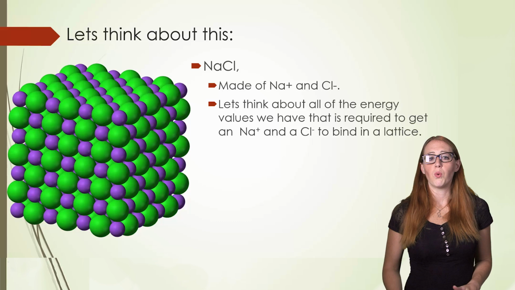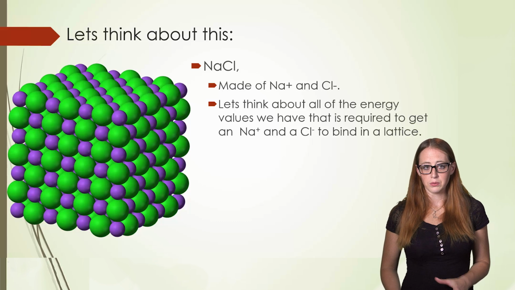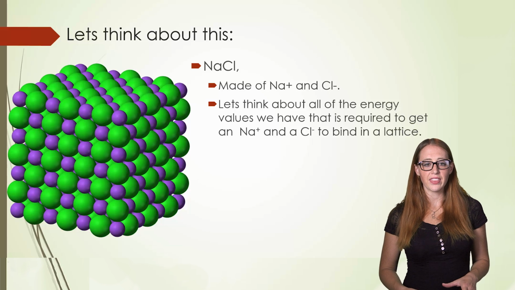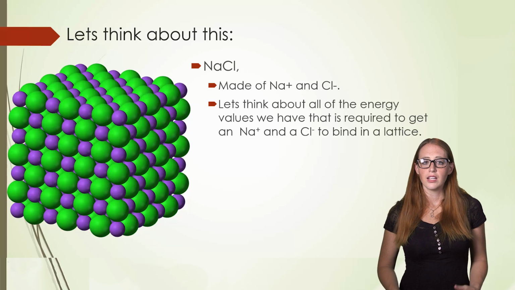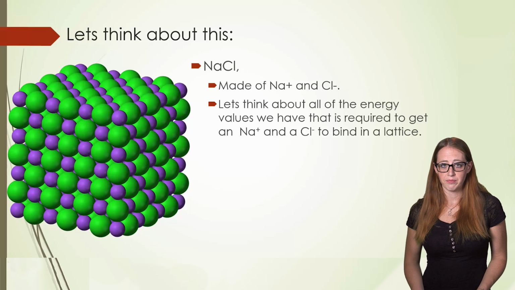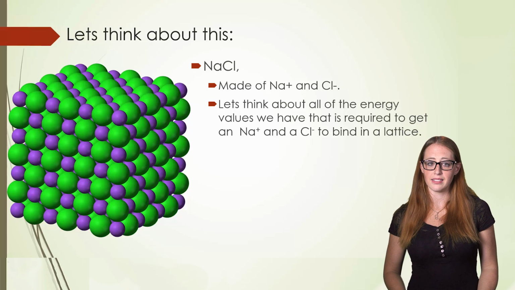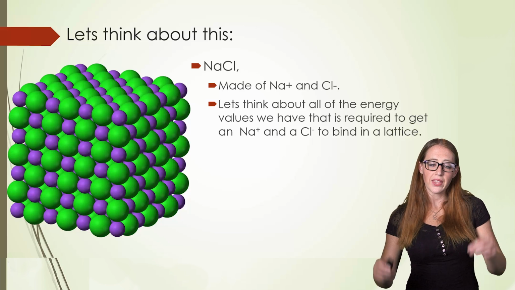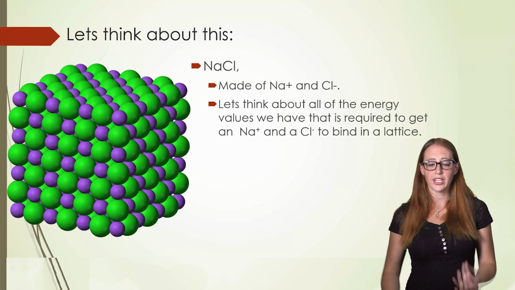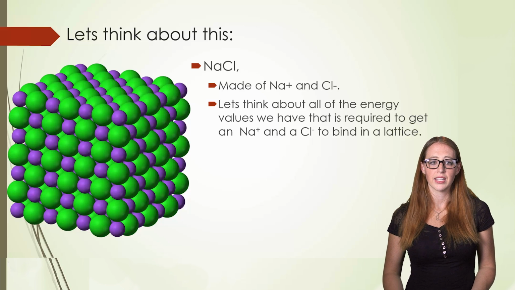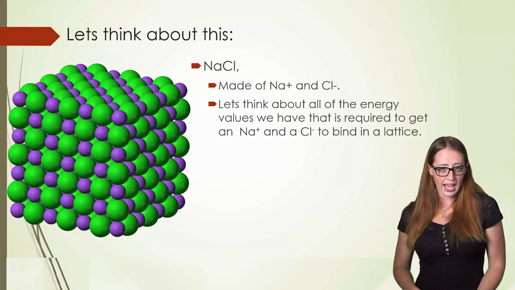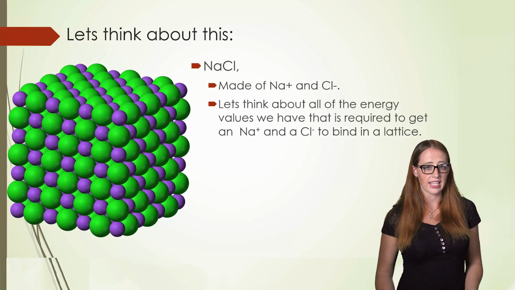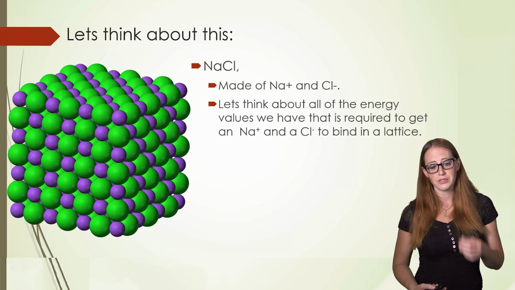So let's think about what we're going to be talking about here. Review a little bit of what we talked about with crystal structures, and think about what the idea of lattice energy would mean. For something like sodium chloride, this is going to be made of Na pluses and Cl minuses, and then it's going to be put in a structure that creates a lattice. Let's think about all of the energy values that we have that are required to get Na and Cl to bind in a lattice like this.